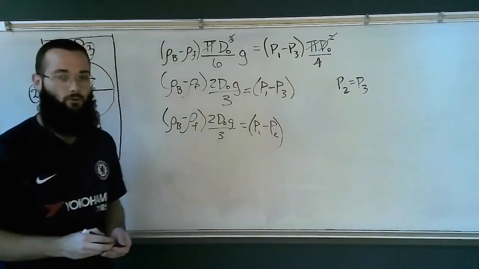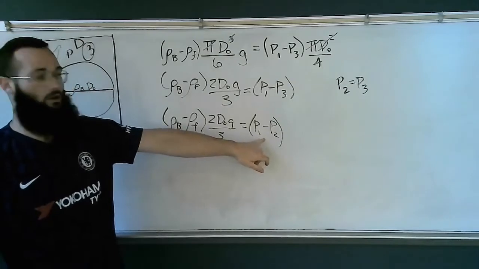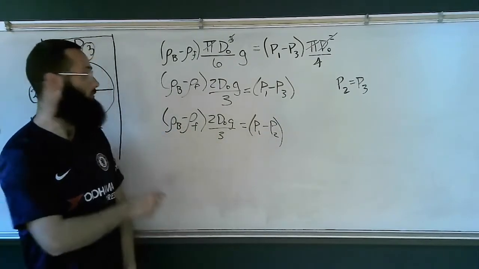So this will be our final force balance, and what we're going to do next is take this and plug it into Bernoulli's equation to figure out the velocity of the ball at point 2.